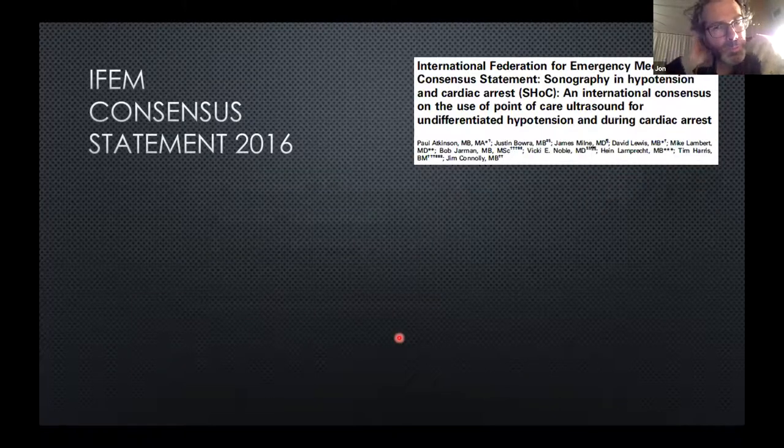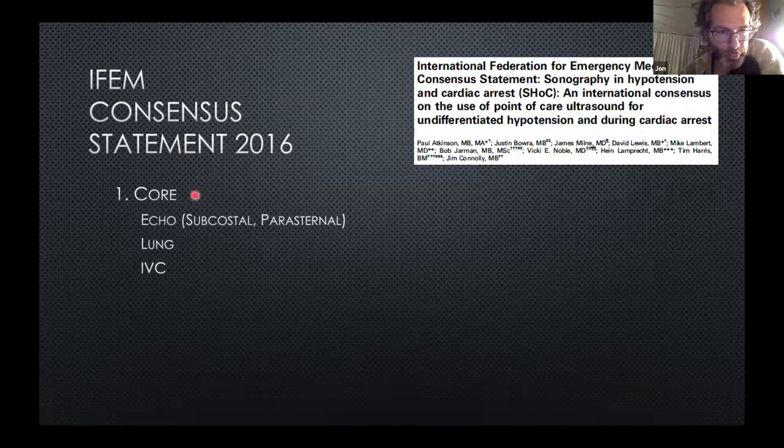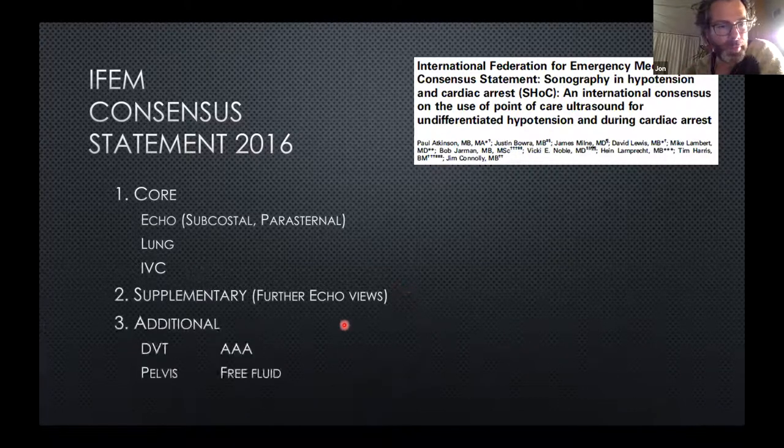So the International Federation of Emergency Medicine came up with this consensus statement in 2016, recommending a standardized approach to using ultrasound in undifferentiated shock. And they talk about the core views, which is a couple of echo views plus lung and IVC. And then supplementary views, which would be further echo views, like an apical four chamber, for example. And then additional views, which are optional depending on what you find in your initial views.